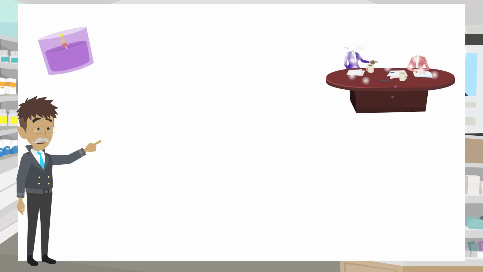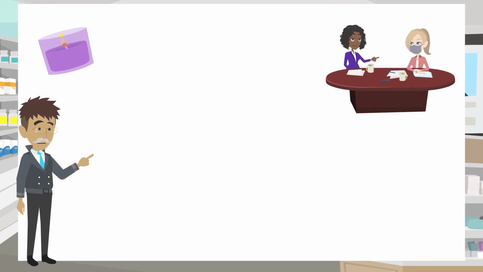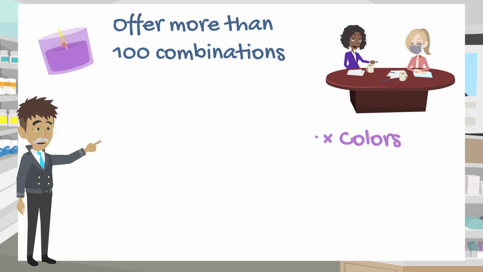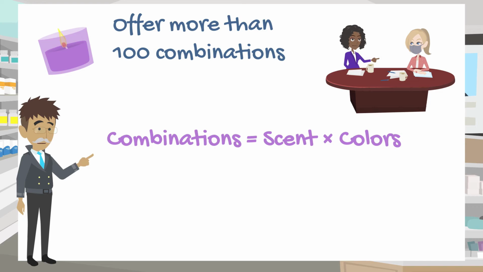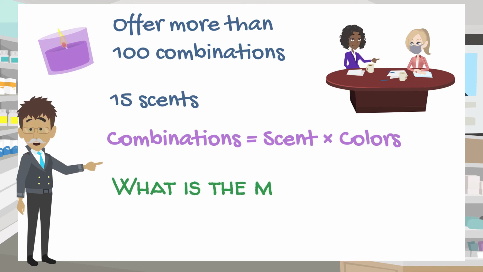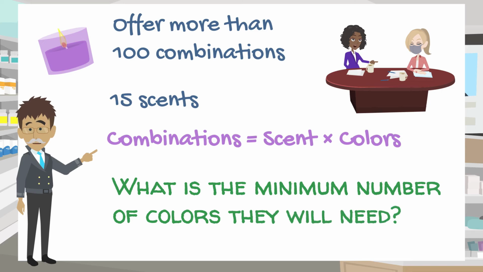Candace and Kayla are discussing advertising ideas. Kayla says they should offer more than 100 scent and color combinations. This number is determined by multiplying the number of choices for smell by the number of colors available for the candle. The group decided there will be 15 scents available for the candle collection. What is the minimum number of colors they will need to offer so that there are over 100 color and scent combinations?